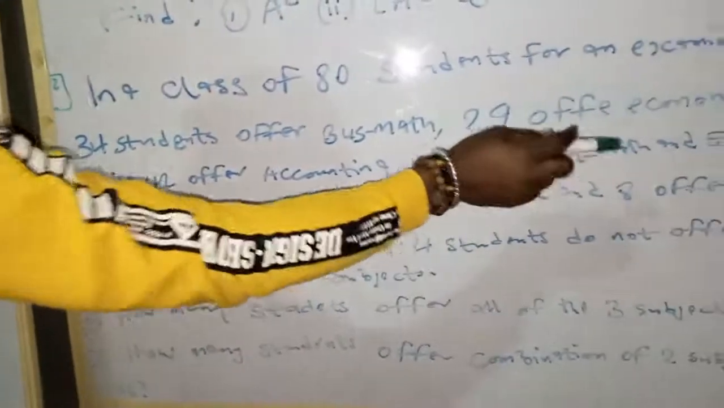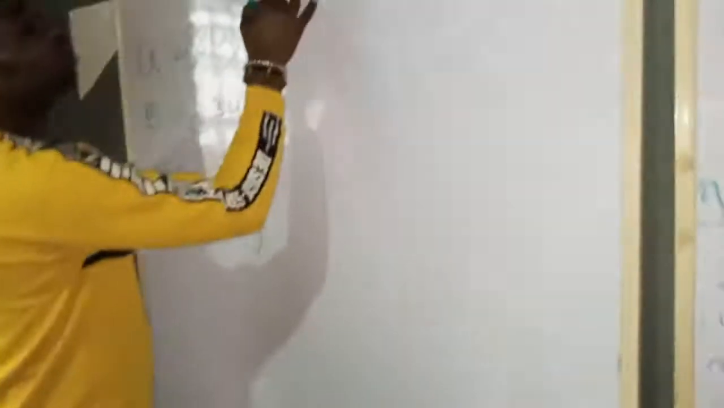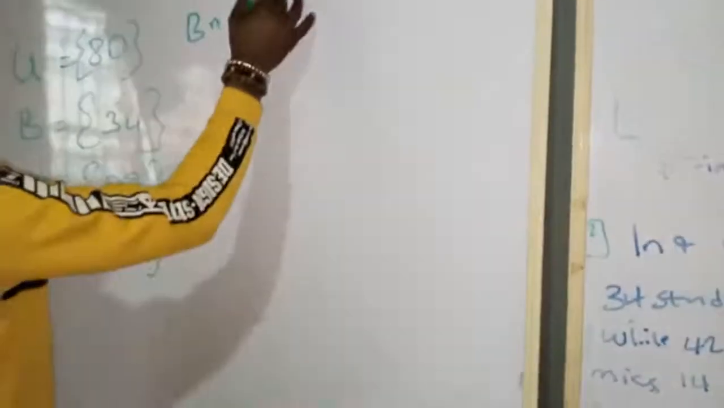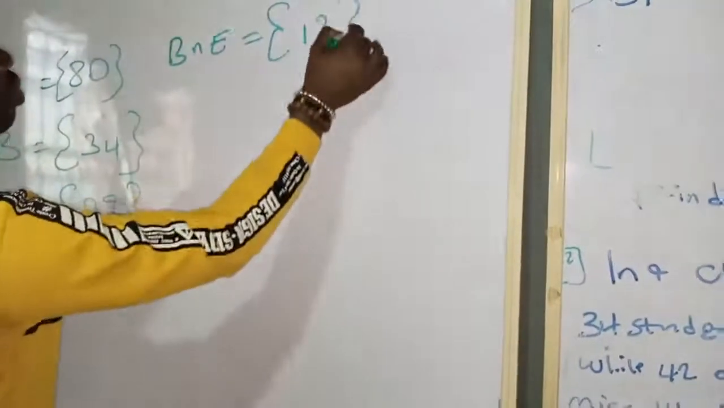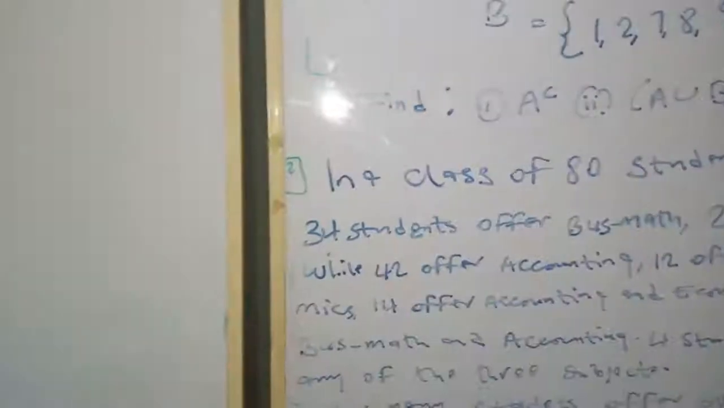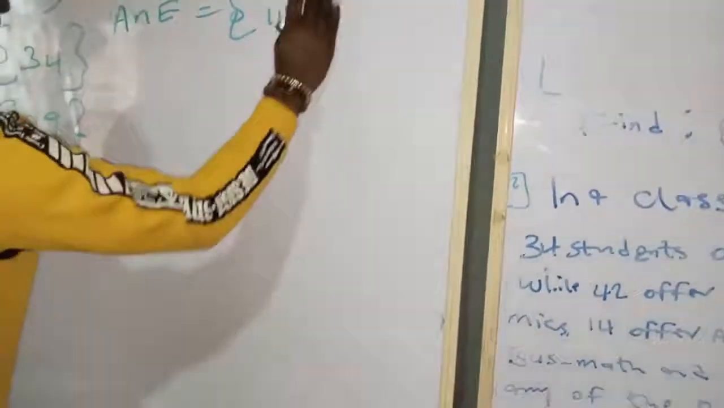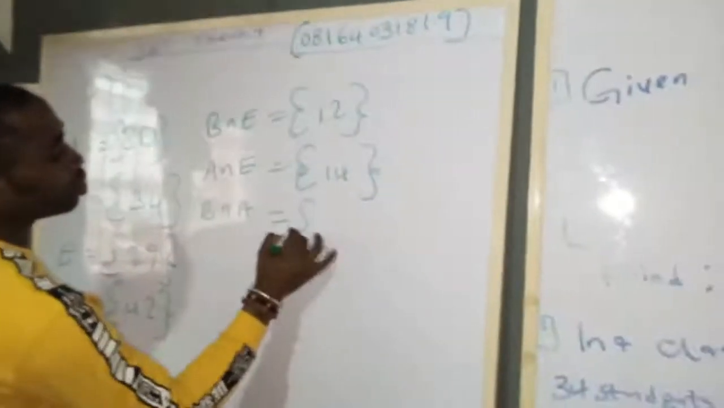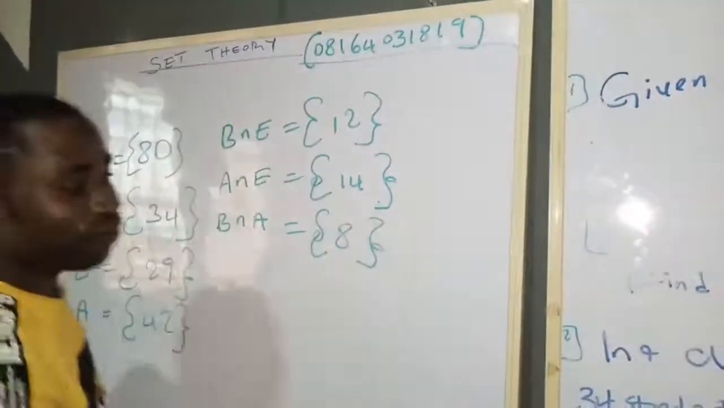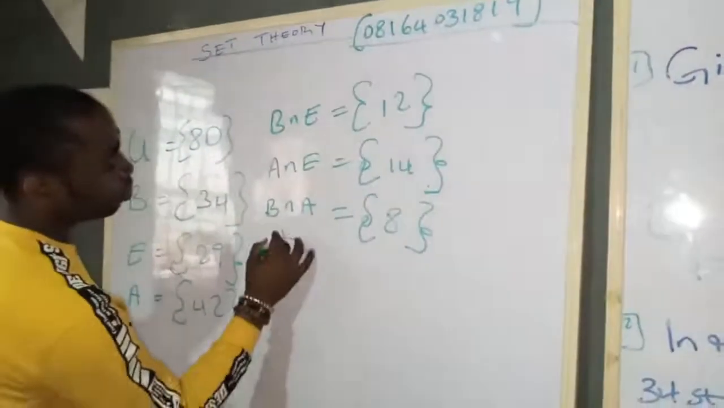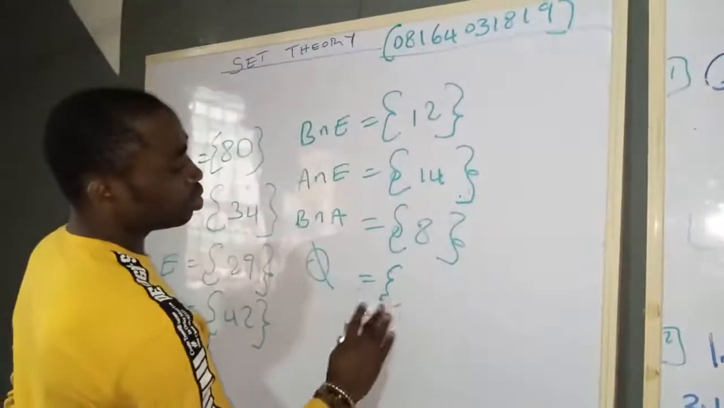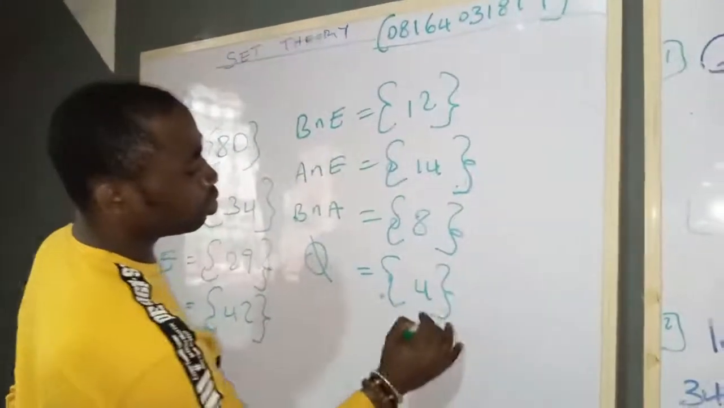They now say 12 offer business and economics. It will now be B intersection E, business and economics, equal to 12. Then they say 14 offer accounting and economics. That is, accounting intersection economics is equal to 14. Then 8 offer business and accounting. That is, business intersection accounting is equal to 8. And 4 students do not offer any. Now say 4, that is the set of none, is equal to 4. 4 students do not offer any.